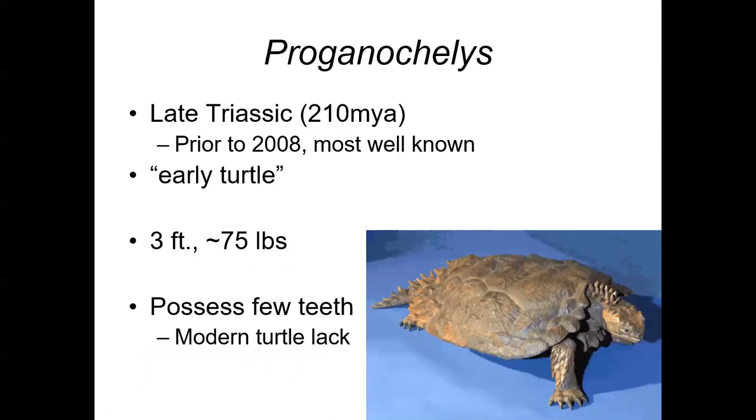Ten million years later, we have Proganochelys. This is probably the most well-known early turtle and starts to show, even 210 million years ago, an appearance very similar to our modern day turtles. It's sort of a transition: it has very few teeth in the upper and lower beak, whereas modern turtles again have none. It lacks those teeth on the shell that we saw with Odontochelys. So with just 10 million years of evolution, we're starting to see characteristics of our modern day turtles.